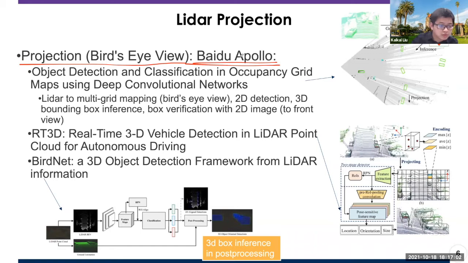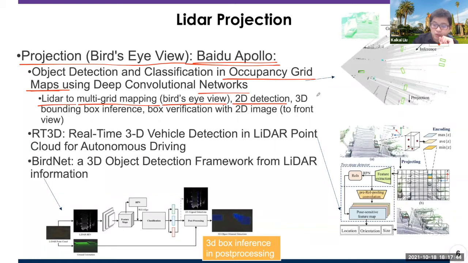In addition to Baidu's approaches, there are also other approaches like research papers. The first one is object detection and classification in occupancy grid maps using deep convolutional networks. An occupancy grid map is like the bird's eye view, because when you do navigation, you probably need this occupancy grid map. What they do is they first convert the LiDAR into multi-grid mapping, bird's eye view, but it's not one map. They choose multiple bird's eye views, but all of them are 2D, so you can do the 2D detection.